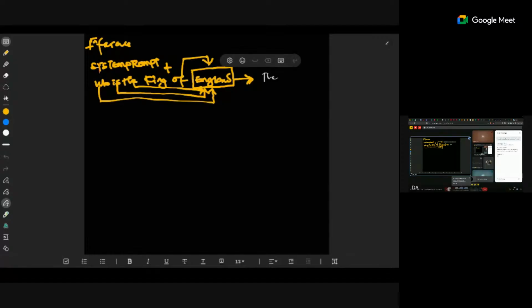Now there's a reason why it is going to use the word the.